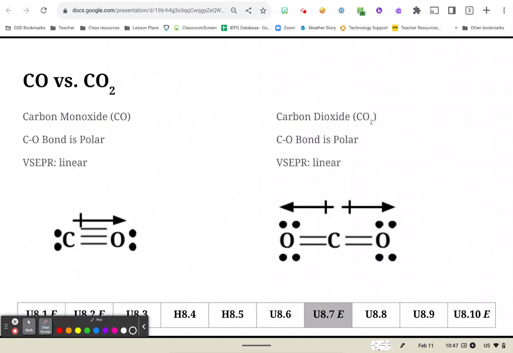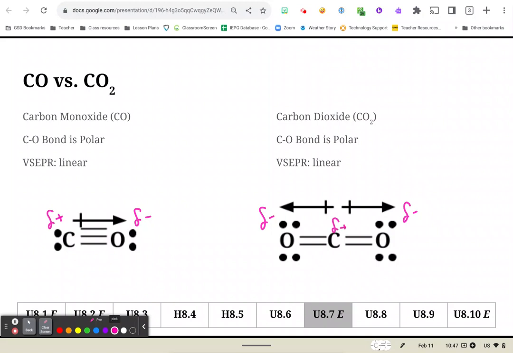Okay. All right, let's look at these two molecules. A lot of similarities here. We've got carbon monoxide and carbon dioxide. They both have polar bonds. The carbon-oxygen bond is a polar bond, so we've put the dipole arrows in, and I'm also going to add the delta symbols, because sometimes I find that looking at the delta symbols makes it a little bit easier to identify the positives and the negatives.